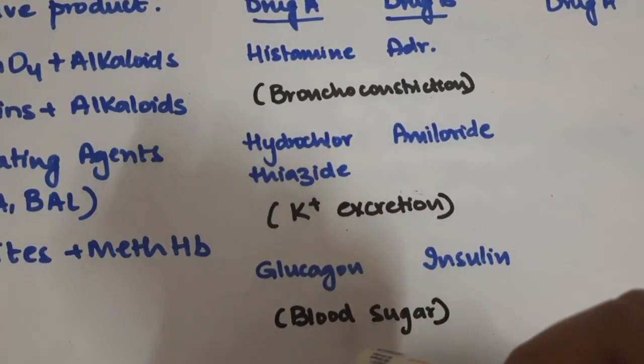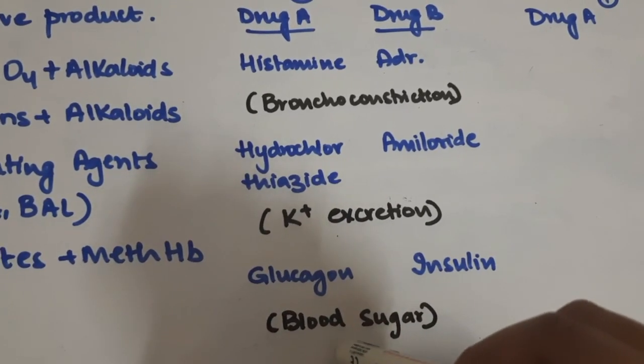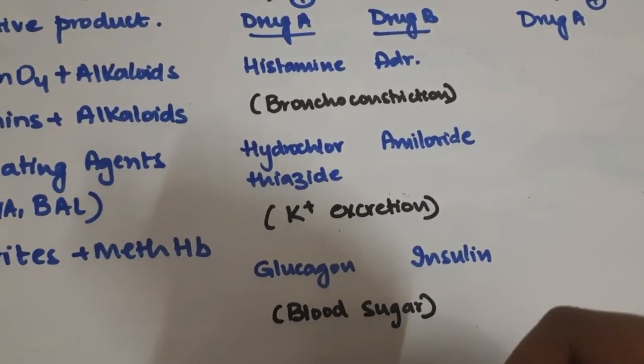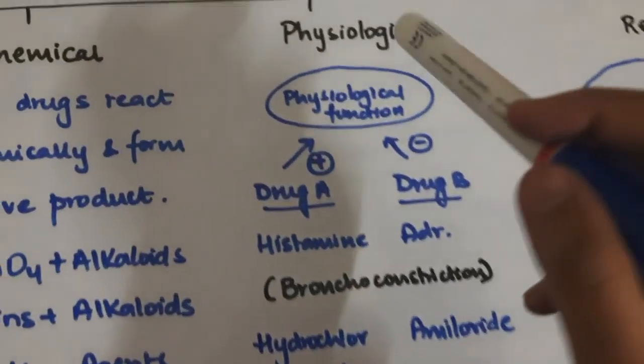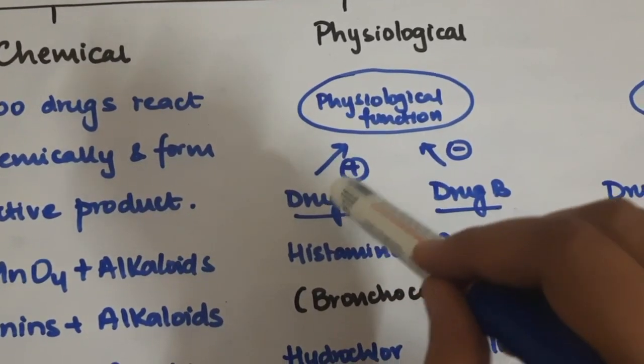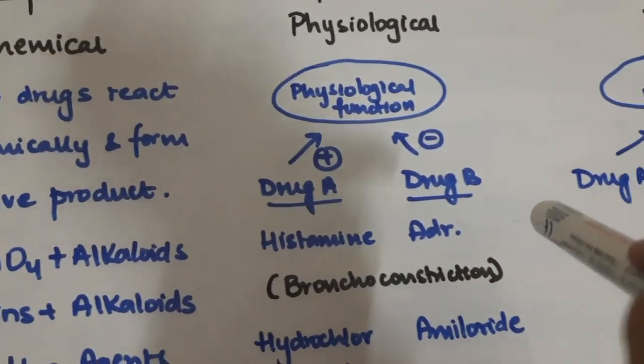Next, with glucagon and insulin. Glucagon, the physiological action is blood sugar, and glucagon will increase blood sugar. Insulin will decrease blood sugar. So this is how physiological antagonism works. Both of these drugs will have an opposite action on one particular physiological function.